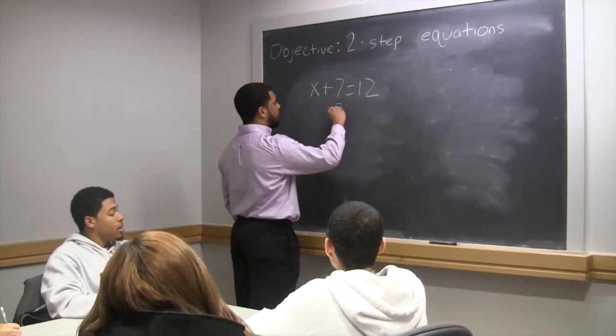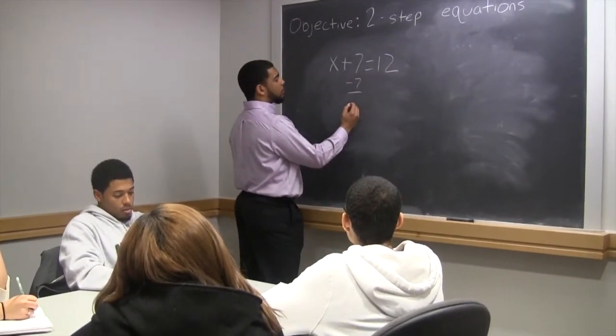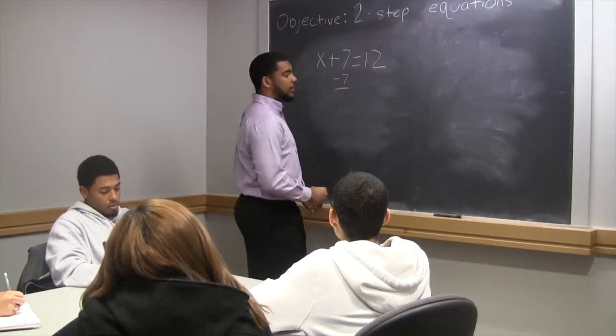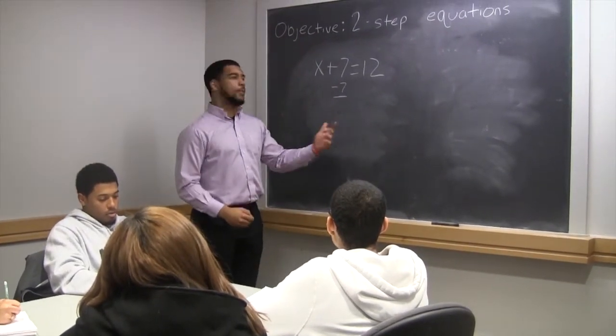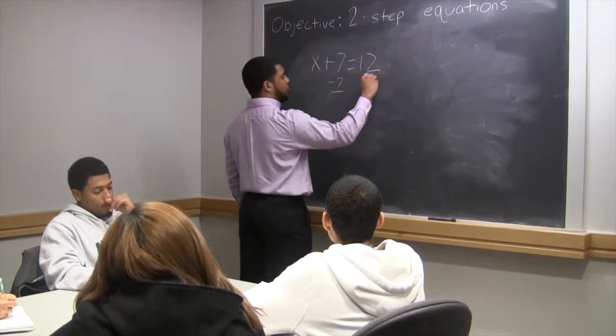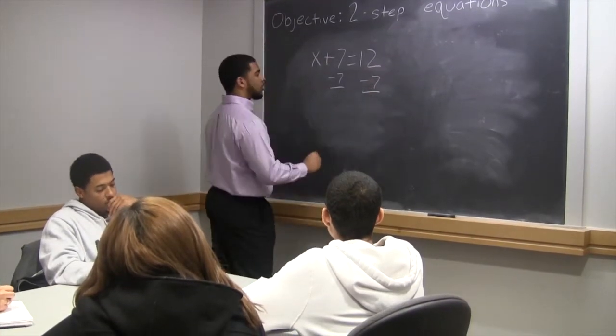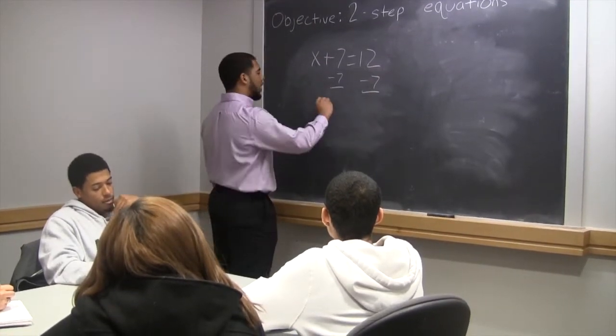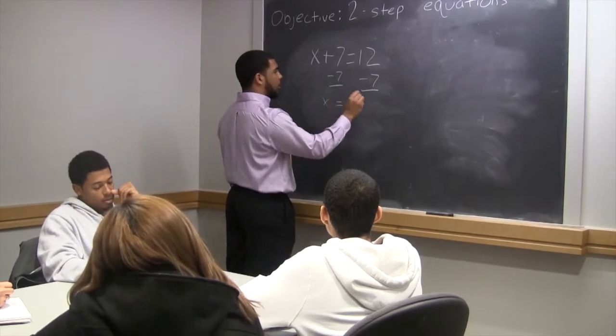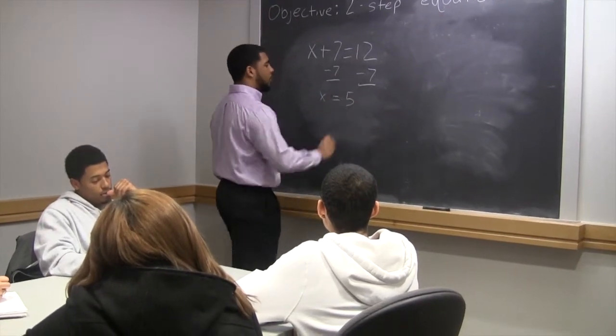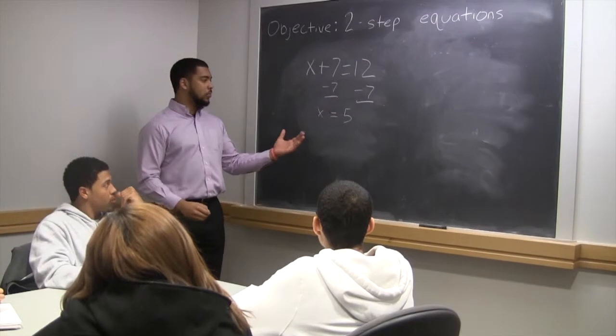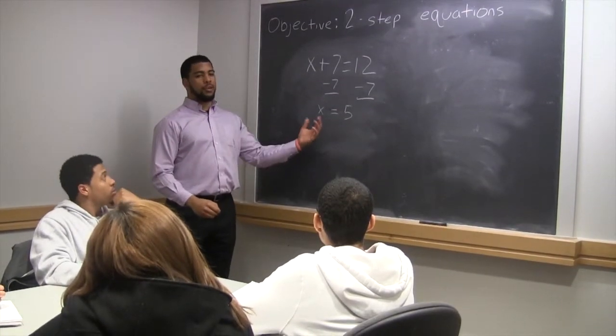So we're going to subtract 7, and if we subtract 7 from the left, we also have to subtract 7 from the right, because it's an equality. So subtract 7, subtract 7. Now you just do your math. So we have x plus 0 equals 5. And so now you solve your equation because we have x by itself equal to a number.